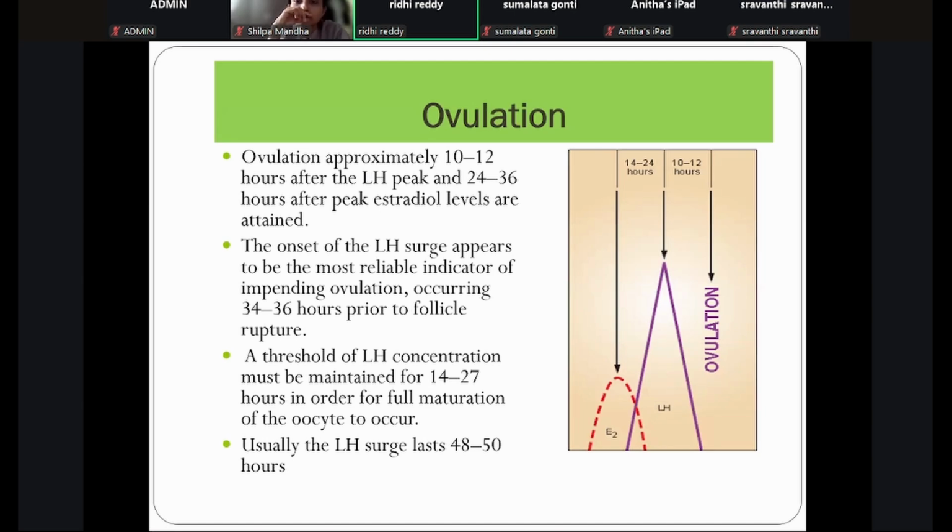The LH surge happens almost 36 hours prior to ovulation, whereas the LH peak happens 10 to 12 hours before ovulation. Ovulation happens approximately 10 to 12 hours after the LH peak and 24 to 36 hours after the peak estradiol levels are attained. The onset of the LH surge appears to be the most reliable indicator of impending ovulation, occurring 34 to 36 hours prior to follicular rupture.